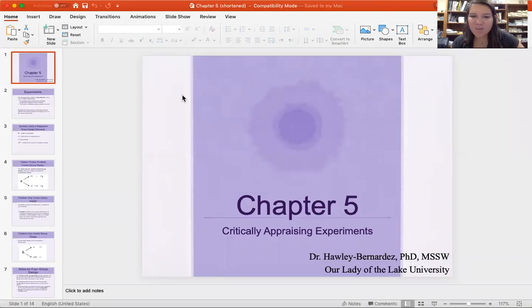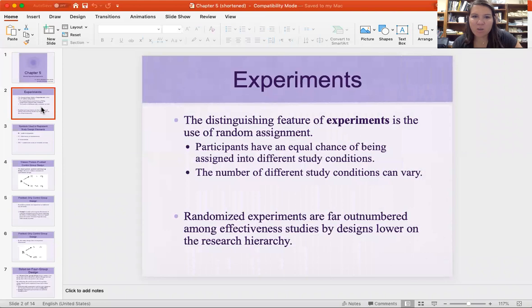Hi everyone. So today we are going to be talking about experiments, what experiments look like, what they consist of, and what kinds of things to expect with an experiment. The biggest thing that you need to know in terms of the differences between experiments and quasi-experiments, which we're going to talk about a little bit later as well, is the use of random assignment.